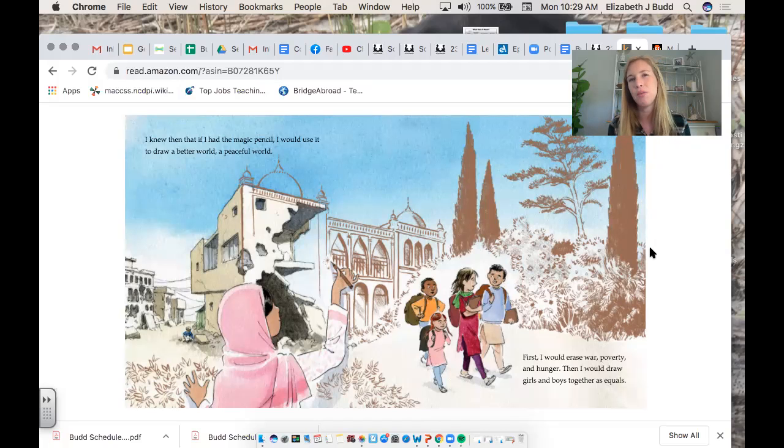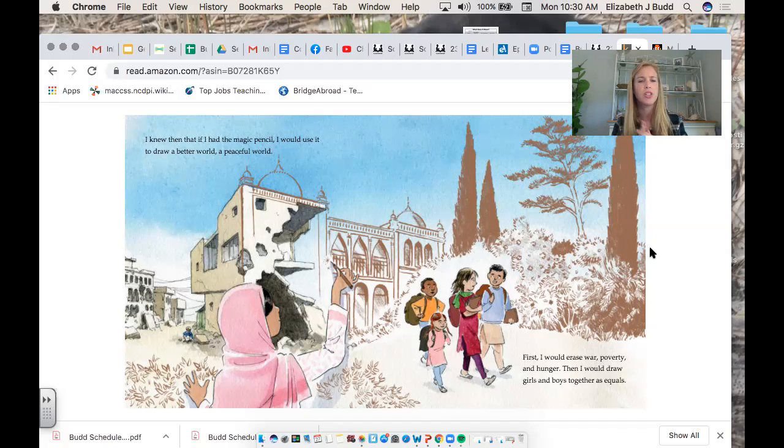I see another word that you might not be familiar with. That word is poverty. Use your context clues and see, what do you think poverty could mean? So I noticed that war is something that can hurt people. It's something that's dangerous. I noticed that hunger is something that can hurt people. Okay, it can be dangerous as well. And so I'm thinking that poverty is probably something that can hurt people and that could be dangerous as well.